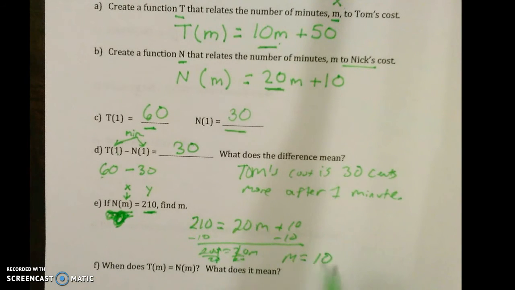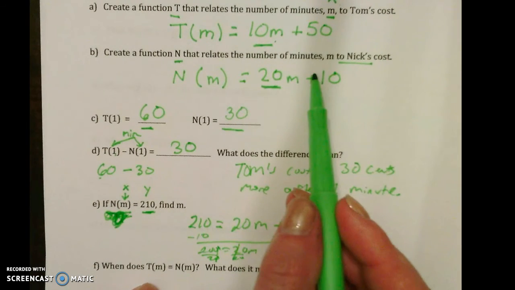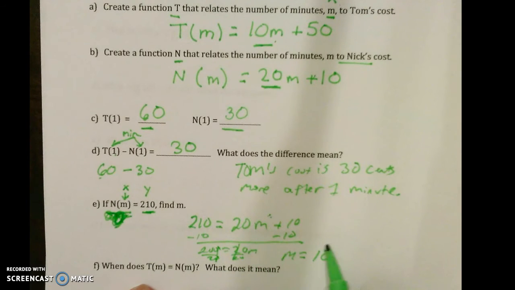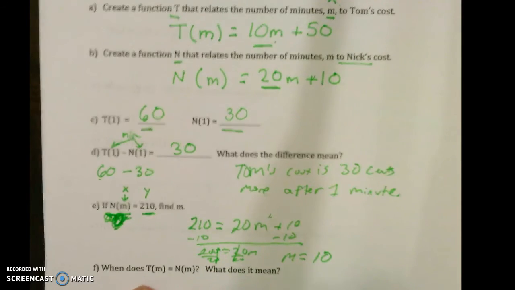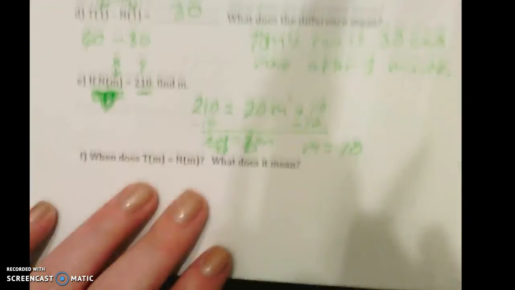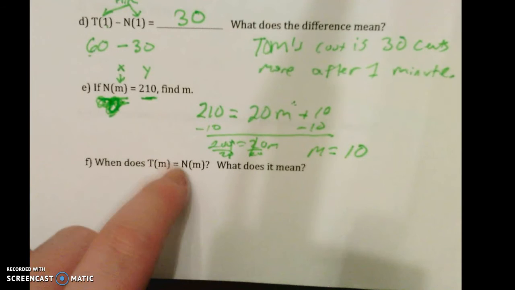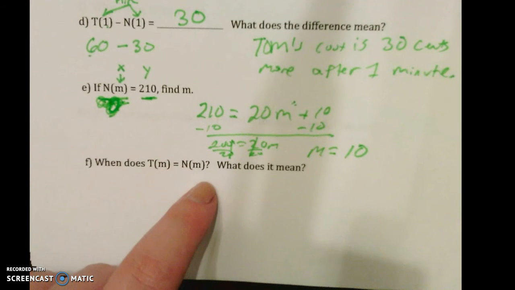Okay, so I just solved. This is what we said Nick's equation was anyway. His function solved m, which means at 10 minutes he spent 210 cents. What does t of m equals n of m? What is that?